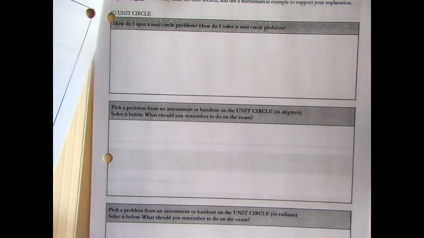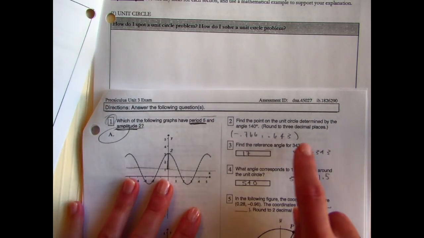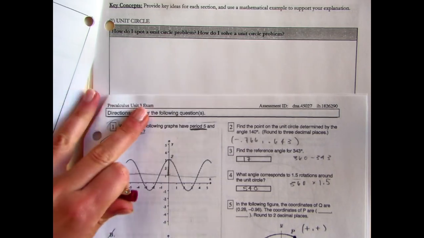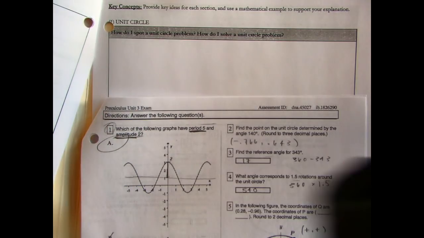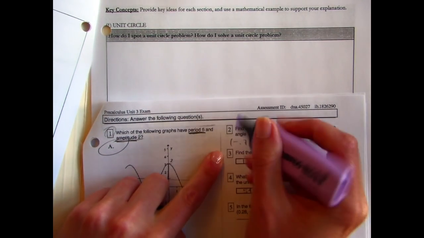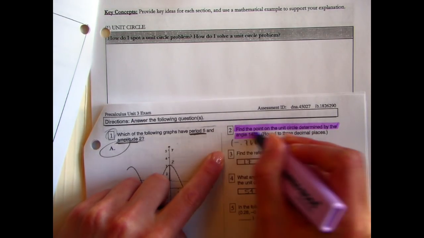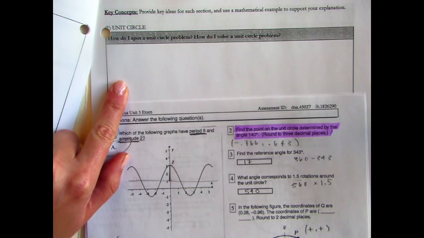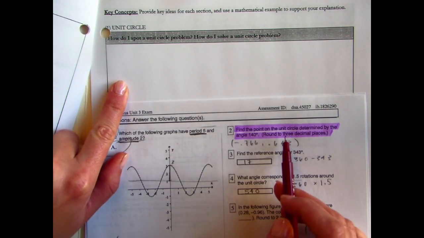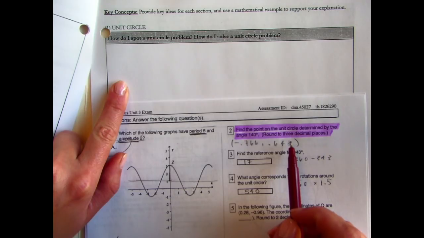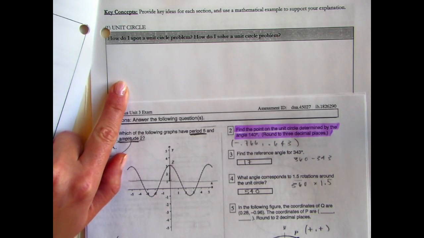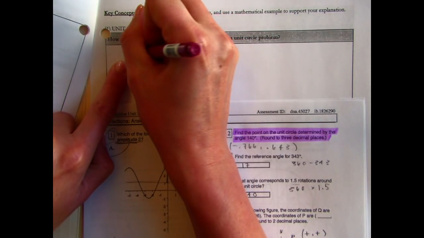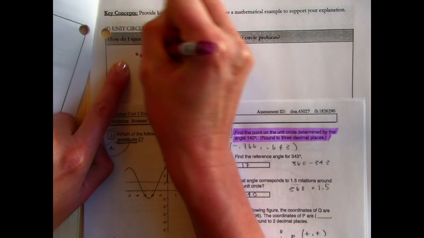How do I spot a unit circle problem? How do I solve a unit circle problem? For the vast majority of these problems, it will say the word unit circle in it. Another key word that you'll see a lot in these types of problems, like you can see in question 6, is coordinates. So whenever you see coordinates, you're probably going to be doing something with a unit circle.